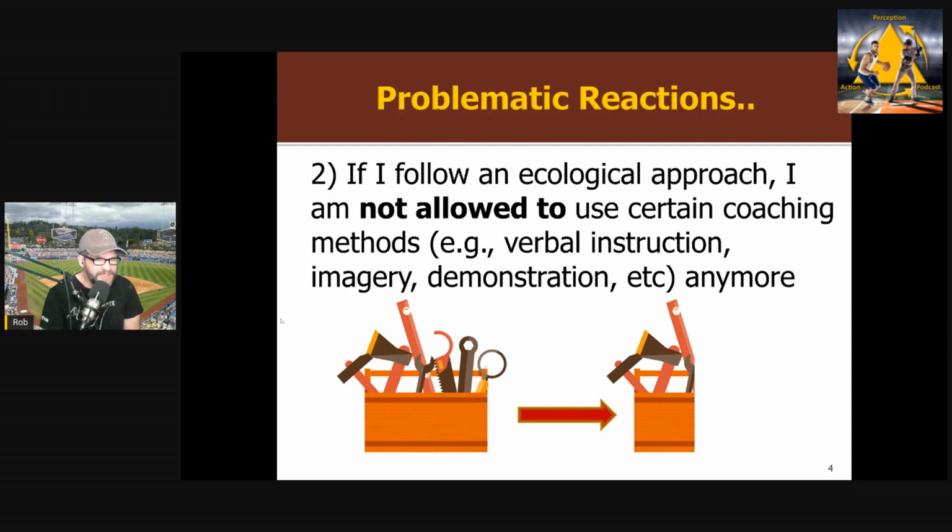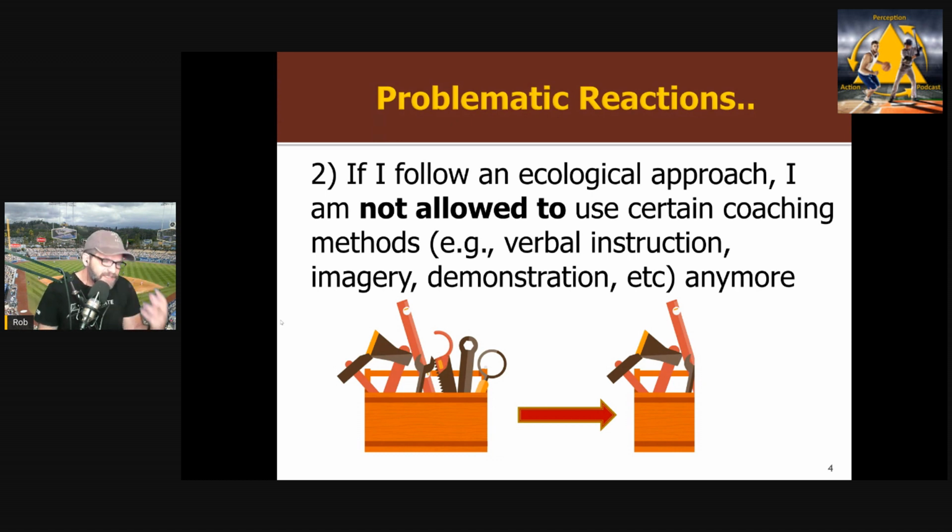Things like imagery and mental imagery and demonstrating things for my athletes, those are out too, right? I can't do those anymore. I can't have a thing where I have really low variability. Those are all out. So the idea, the toolbox analogy of a coach, the idea that if I'm going to switch to using an ecological approach, my toolbox is going to be cut in half, right? Because I can't do certain things anymore. And I'll talk about that in a second. So I think that's a common hindrance that people are hesitant to jump in.